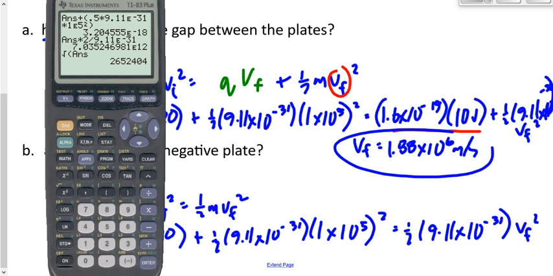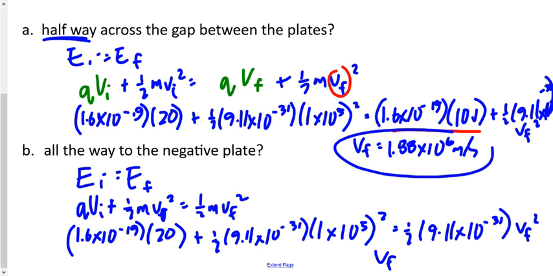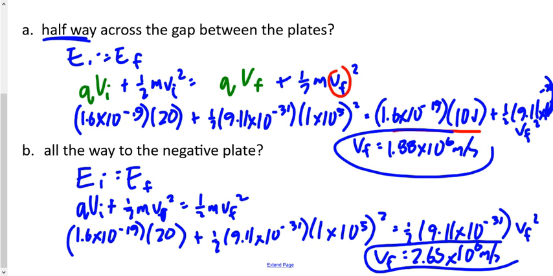2.65 times 10 to the 6. Yeah. We got a bigger number than we got last time. Does that make sense? Yeah, the car is moving faster at the bottom of the hill than it is halfway down the hill, right? Yeah?